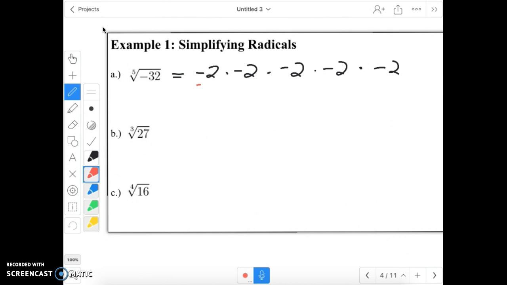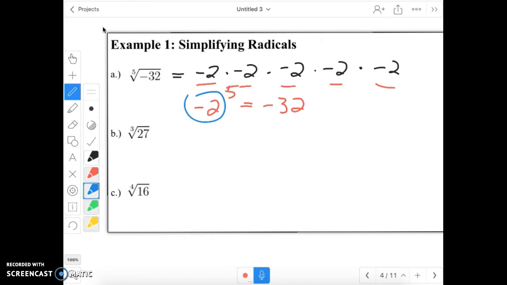So notice I have 1, 2, 3, 4, 5 negative 2's there. So that means that negative 2 to the fifth power equals negative 32. And just like I said before, that would mean that the fifth root of negative 32 would be negative 2. So that is our answer.